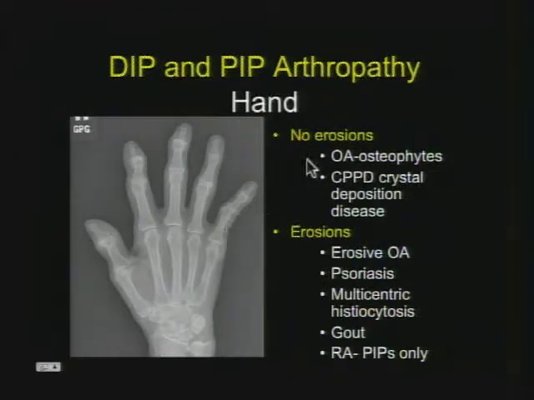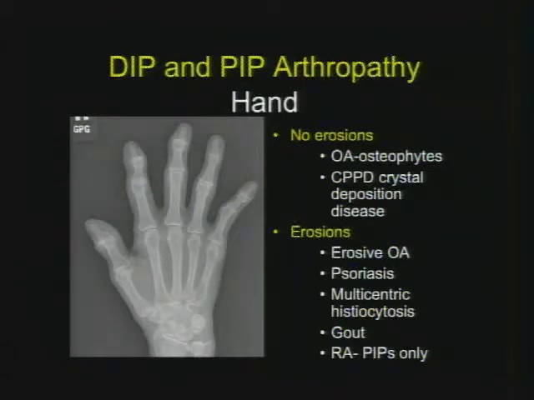Now, what about if you just see DIP and PIP involvement? Well, if there aren't erosions, it's usually OA, especially with osteophytes, but sometimes CPPD does that too. It can affect any of the joints here, in the PIP and DIP. And if there are erosions, then we have to think about erosive OA, number one. Psoriatic, also very high on the list.